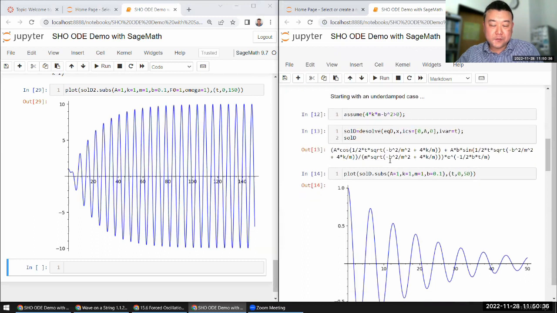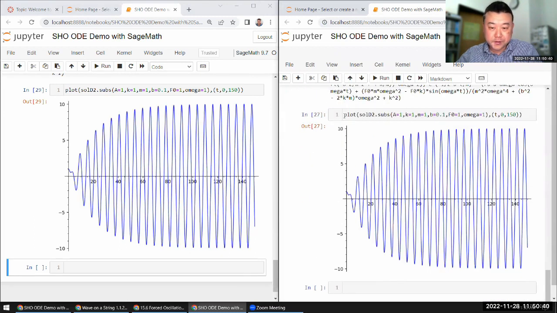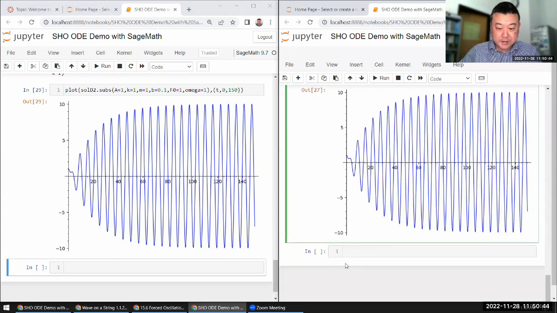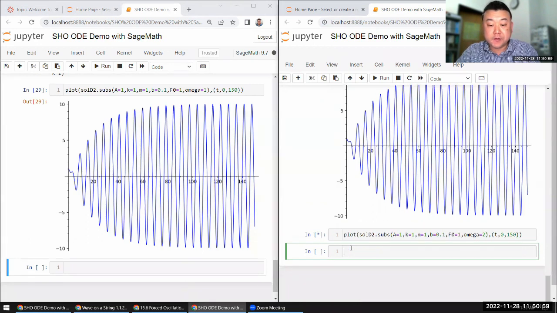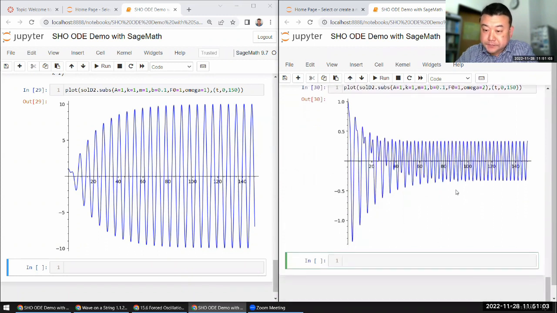I've connected a second window to the currently running notebook, so I can actually do this. I'm just going to have this on the side here, and I'm going to plot something different. Let's imagine we put in a value of omega equal to 1. Is that a special value? Let's try omega equal to 2. See if what we get is different. It is different.